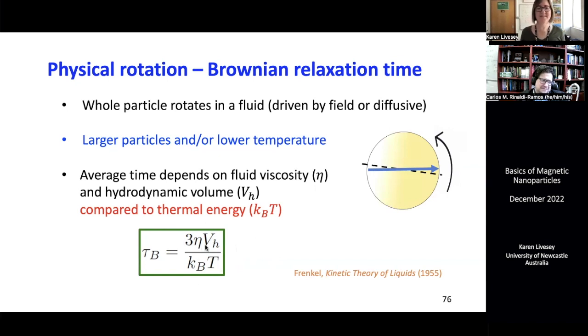Okay, and it sort of makes sense. If we have a more viscous fluid, a more sticky fluid, it should take longer for this particle to rotate. I mean, we know that from our own lived experience. So if viscosity is bigger, we have a longer time to relax. Conversely, if we have higher temperature, it's quicker to relax because it's got more jiggle, it's got more motion at higher temperature, and so it can relax into its average direction much faster.